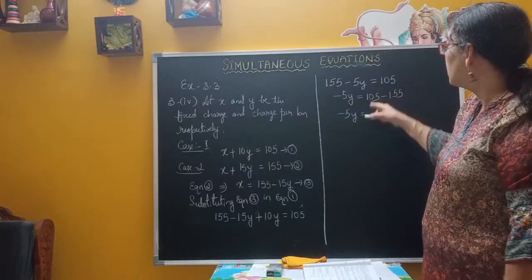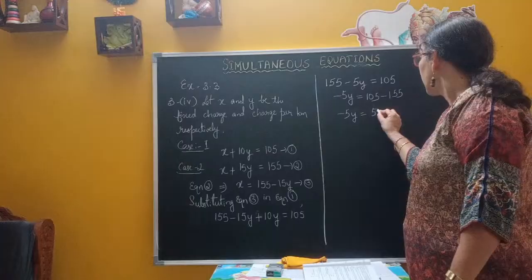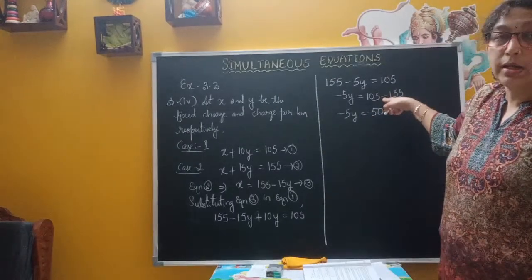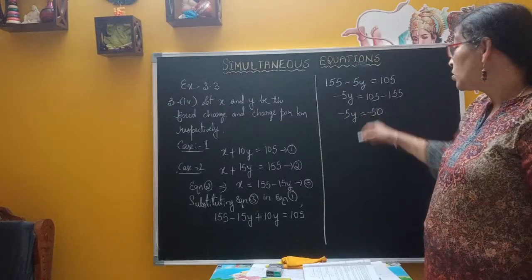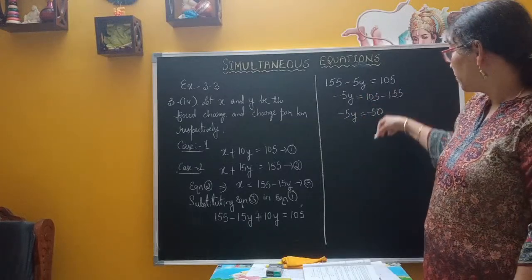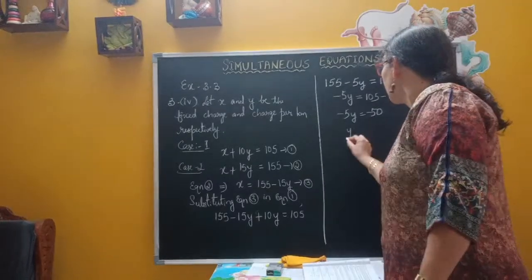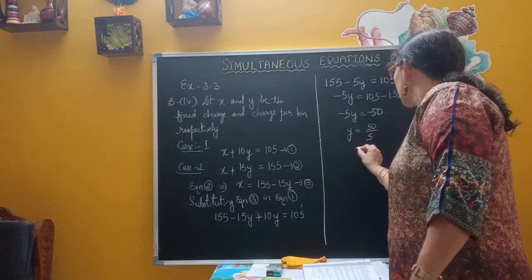So 155 minus 105, what do we get? 50. Which sign we need to write? It is the minus sign, because 155 is the greater number, it has the minus sign. Both sides we have a negative sign now, so it gets cancelled. That means minus by minus we get plus 5. So y is equal to 50 by 5. How much is it? It is 10.